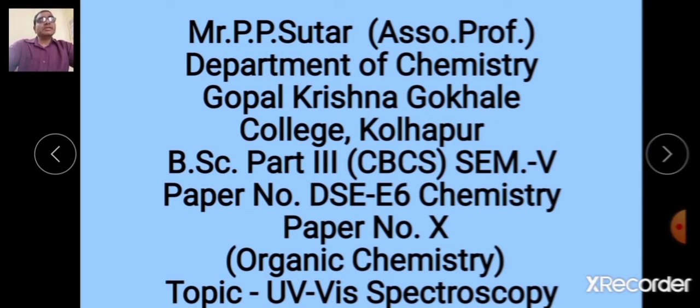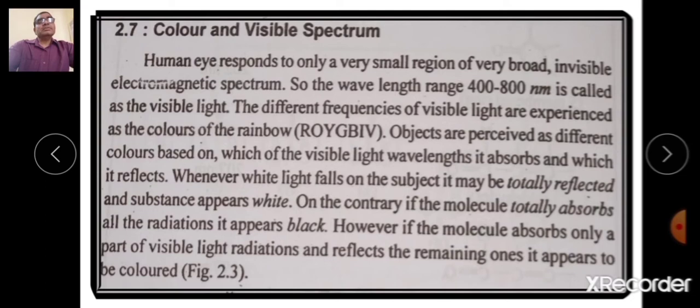Students, in the previous lectures, we have seen about the UV visible spectroscopy. Today we are proceeding further. Now, today's first point is color and visible spectrum. In the introduction topic, we have seen where the visible spectrum is situated in the electromagnetic spectrum. It is in the range 400 to 800 nanometer.